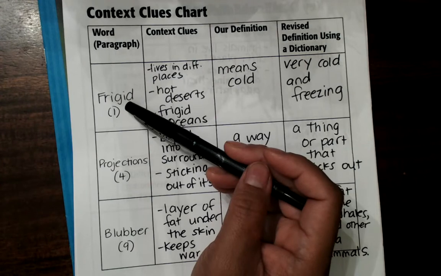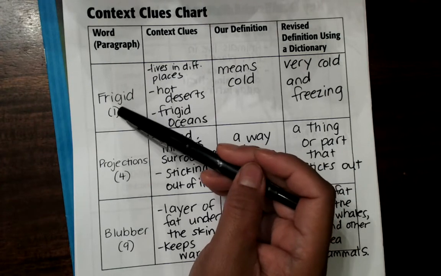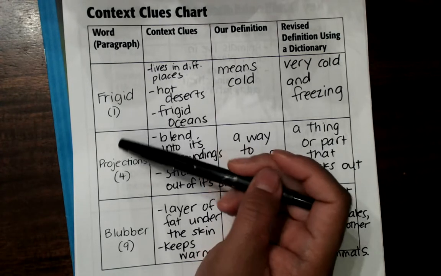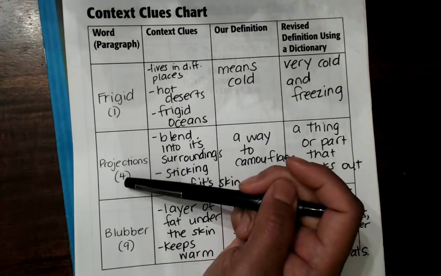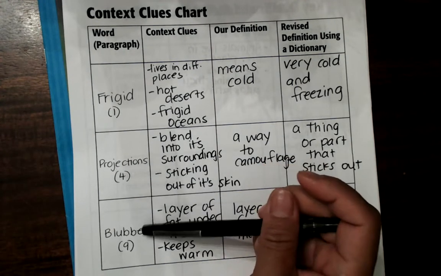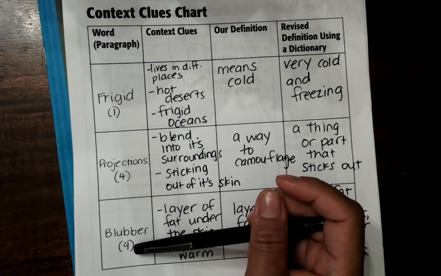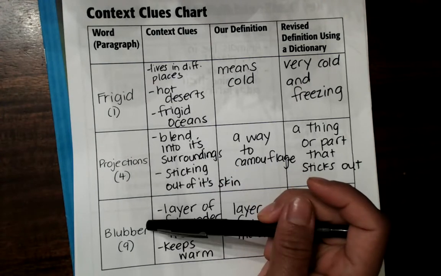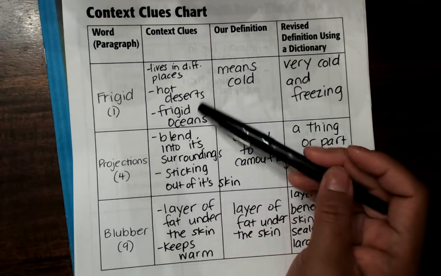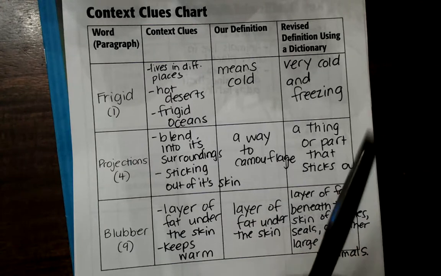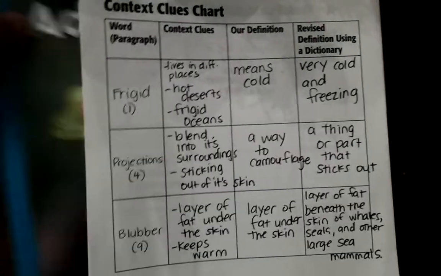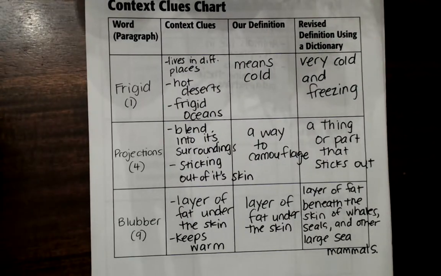So taking a look at frigid, we can find this in paragraph 1. Projections we can find in paragraph 4. And blubber we can find in paragraph 9. And when I read this, I came up with these context clues. I want to see if you can find what I found. So in our Animal Adaptations book, I'm going to turn to page 22, and I want you to do the same.